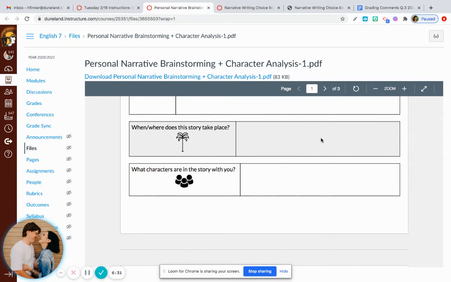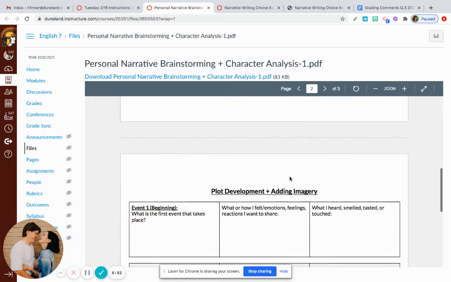Next, you're going to type me a sentence of when and where the story takes place. So what's the setting of my story? And then again, what characters are in my story with you. You've seen me do this already in my personal narrative that I wrote. So if I was writing this again about my skydiving experience, I would write about my setting and the characters who are in my story with me.